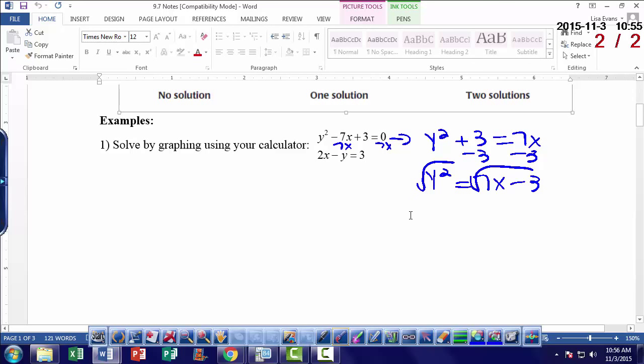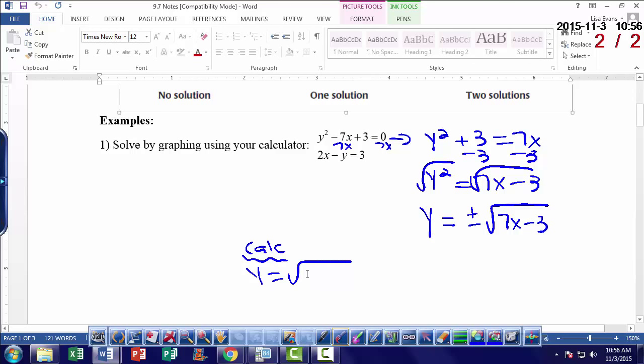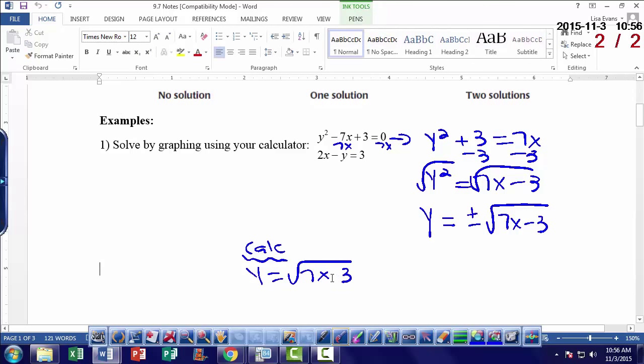Now remember, when you take a square root, you get two answers, a plus and a minus, and then we're taking the square root of 7x minus 3. So how would you graph this on your graphing calculator? On your calculator, you are going to have to put it in as two equations. You're going to have to do y equals the positive square root of 7x minus 3, and then you're going to need to do y equals the negative of the square root of 7x minus 3.